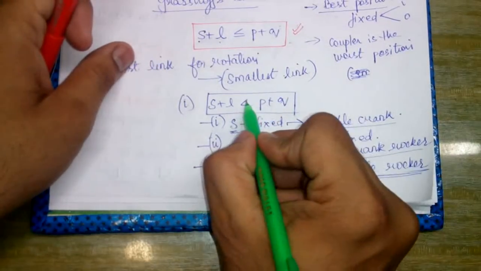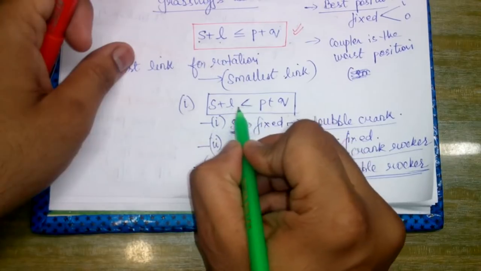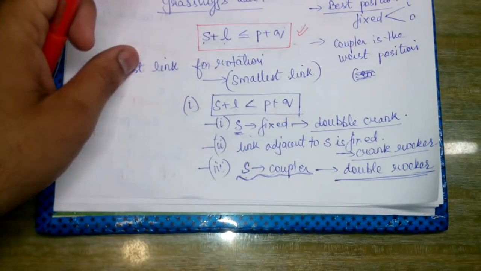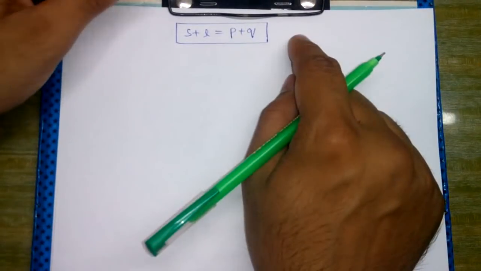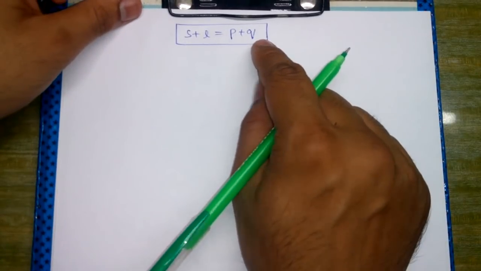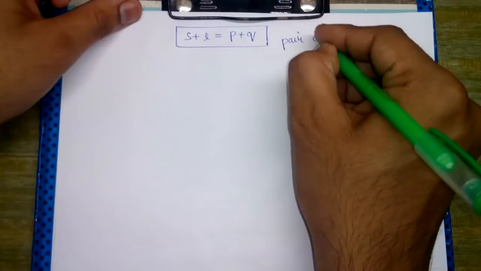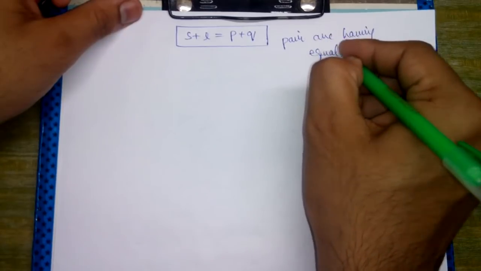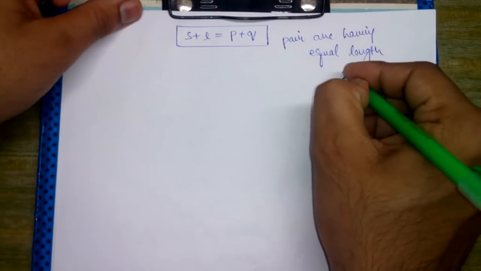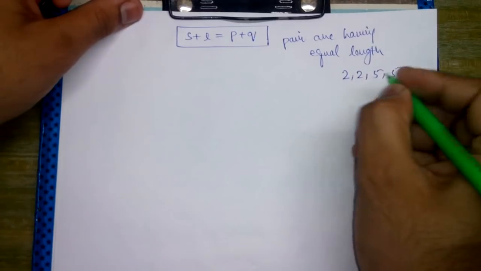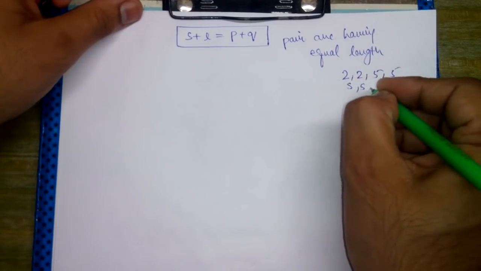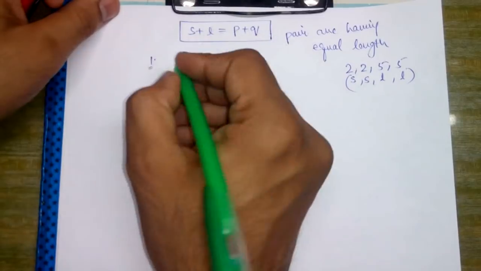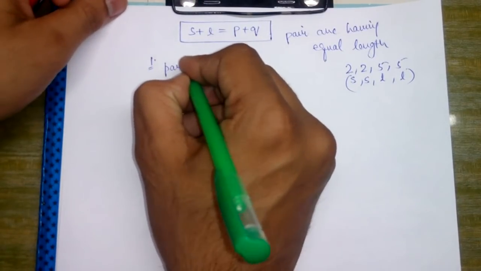Now, the first case we discussed was when S plus L is less than P plus Q. The next case is when S plus L is equal to P plus Q. That means the pairs have equal length. For example, 2, 2, 5, 5. This is S, this is also S, this is L, and this is L. The first inversion we obtain is the parallelogram linkage.